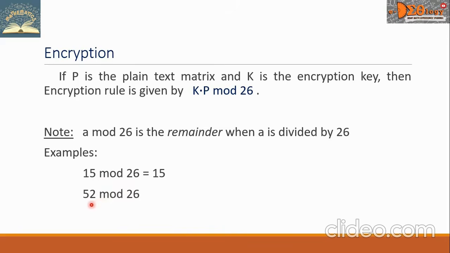Another example, 52 mod 26. When we divide 52 by 26, the answer is 2 and the remainder is 0. It means this 52 is divisible by 26. So the answer here is 0. Another example, 114 mod 26. When we divide 114 by 26, the quotient is 4 and the remainder is 10. So we write here the remainder 10.